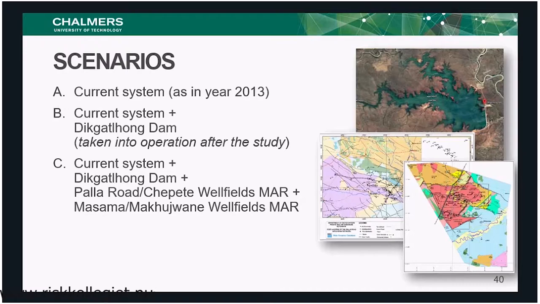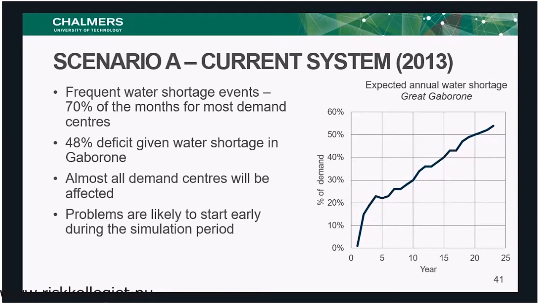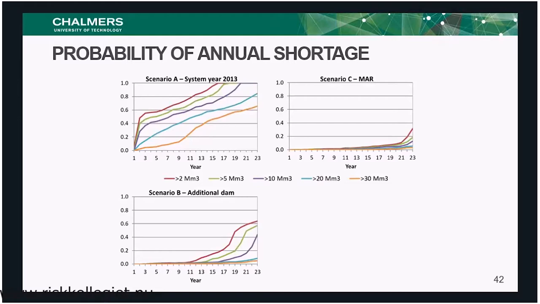And if we don't do anything, there will be 70% of the months up till 2035 that will have some shortage at some place in the system. And 48% of this deficit is because of water shortage in Gaborone. Almost all demand centers will be affected, and problems are likely to start early during the simulation period. Actually, the last time I was there 2 years ago, there was no water in the capital and hadn't been for 3 months.